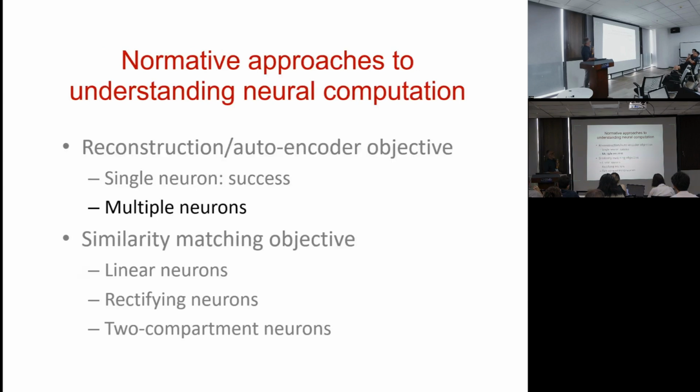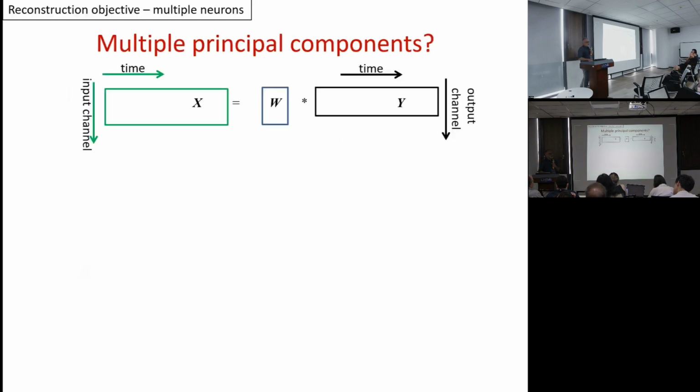And so for that, of course, we can't use one neuron, we have to use multiple neurons, because the output of each neuron is scalar, so it can only capture one principal component. So to have two principal components, you need two neurons, three neurons, and so on. Can we do that? Well, that's why I showed you this matrix factorization visualization.